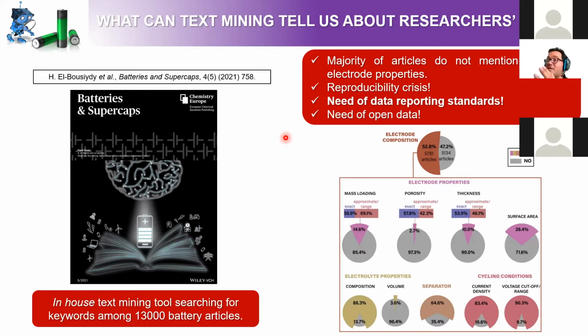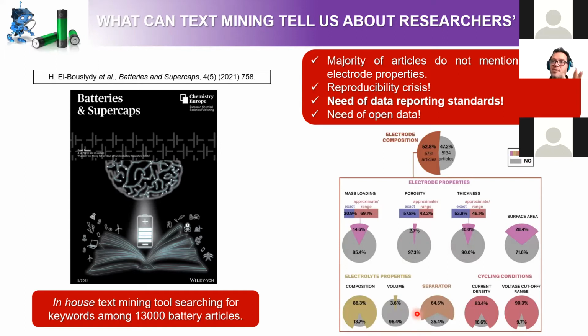This is, however, something challenging, and this is something that we found, that basically people don't systematically report important properties that need to be reported in order to ensure that others can reproduce the experiments reported in publications. For example, we found, thanks to this text mining algorithm, that 97% of publications don't report electrode porosity, right? And you can also see here that 96% of papers don't report electrolyte volume, for example, which is very important to report if you are studying SEI formation, for example.